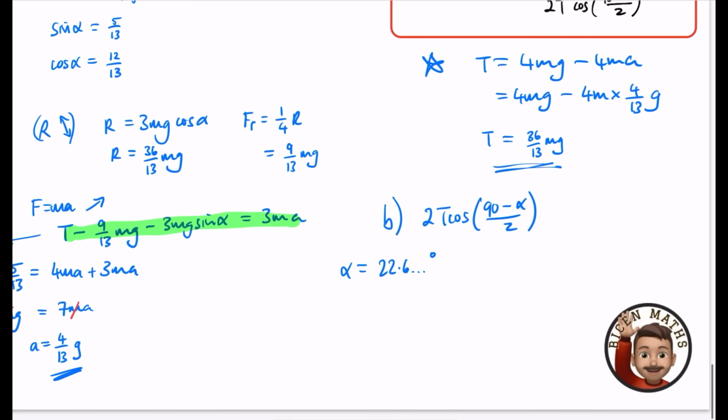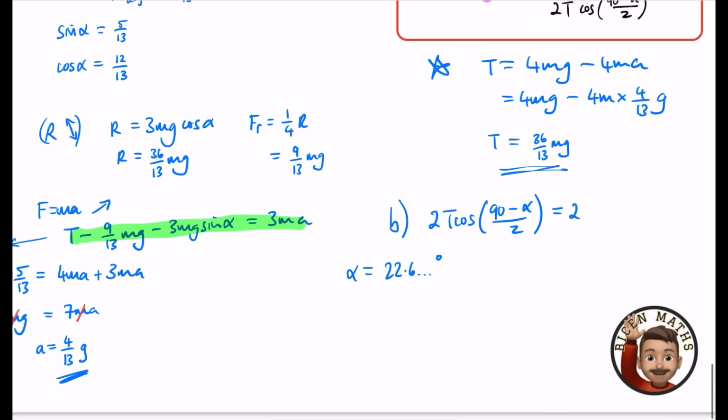So I can now actually just go straight on to doing this calculation. It's going to be 2 times 36 over 13 mg times the cos of, well, let's do 90 minus that alpha that I've got on my calculator and divide it by 2. That is 33.6 blah, blah, blah degrees. So I shall do the cos of that. I shall times it by 2. I'll times it by 36 over 13.